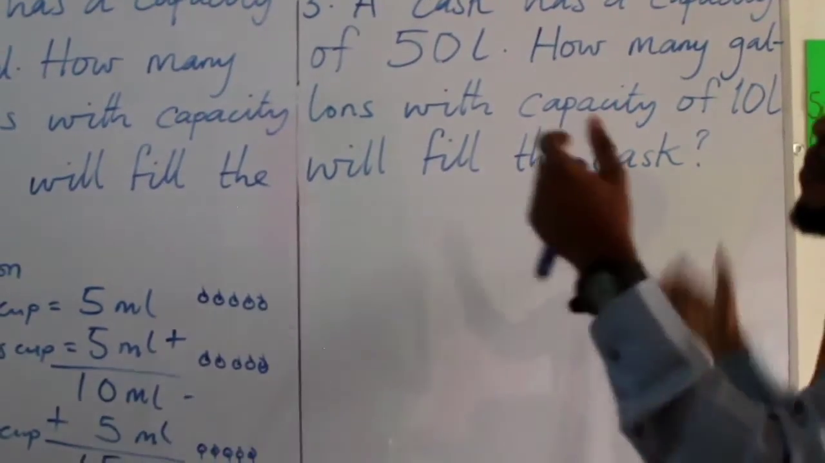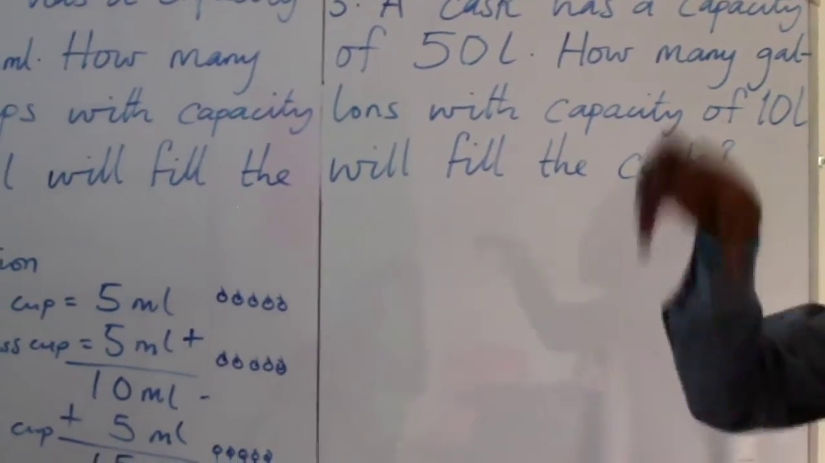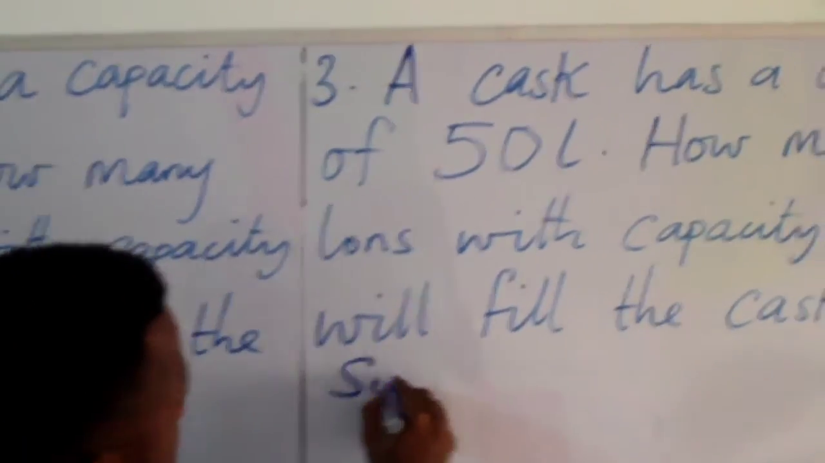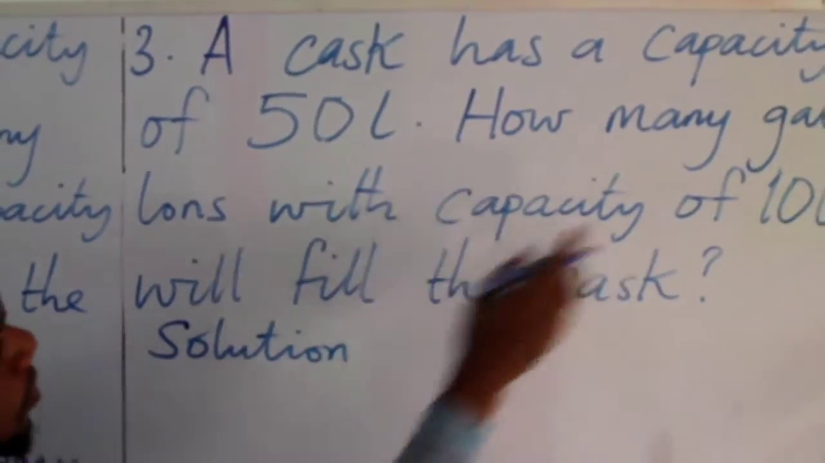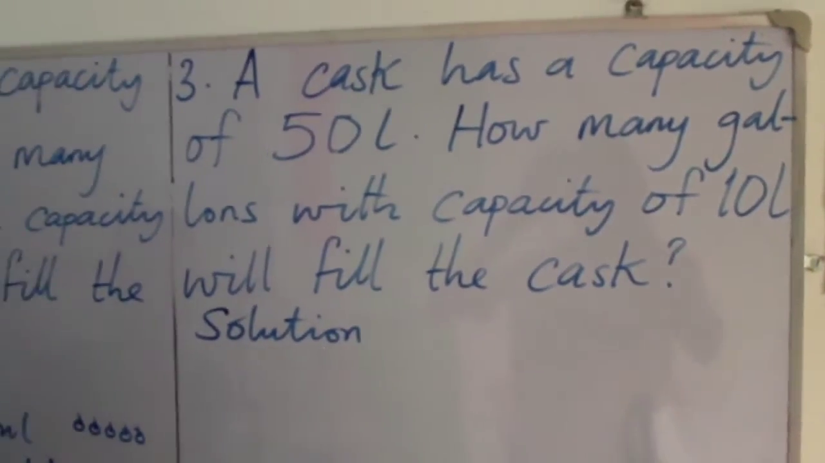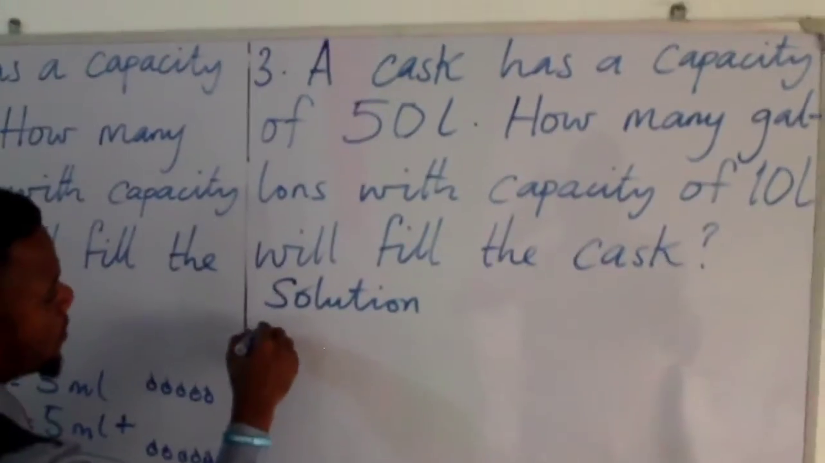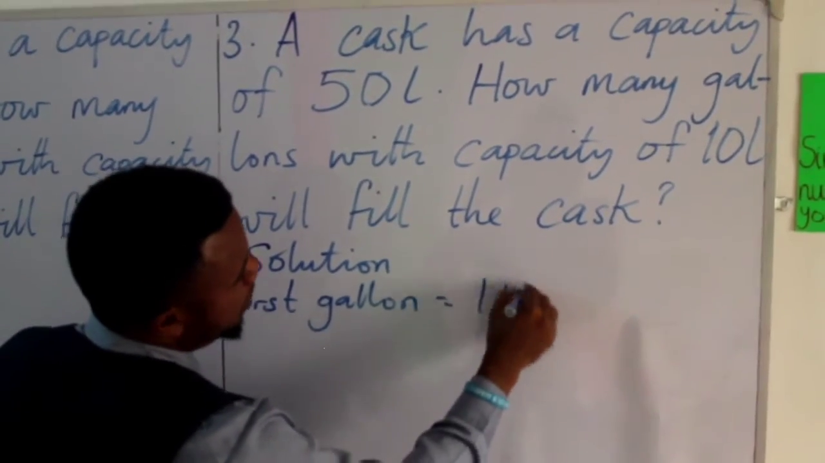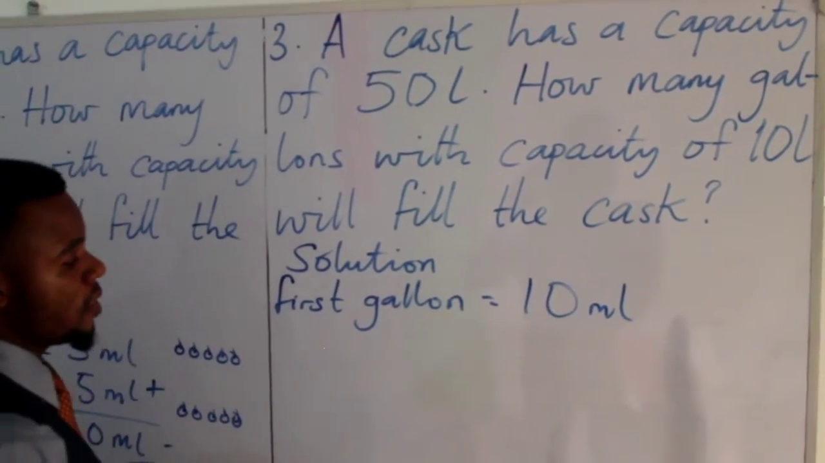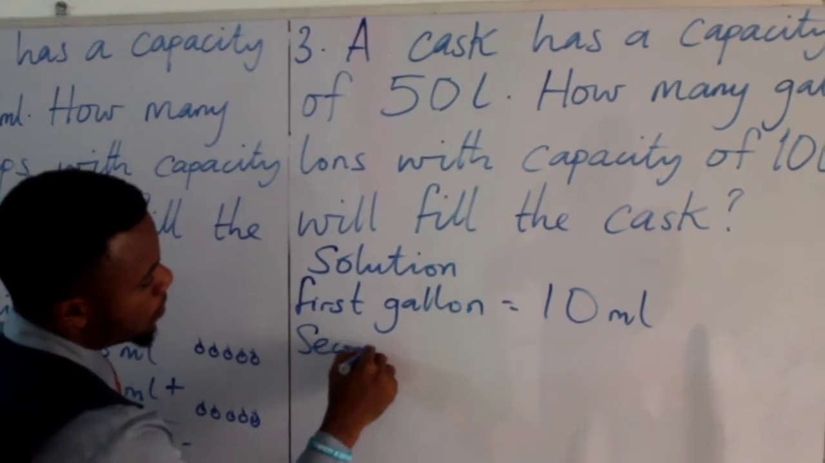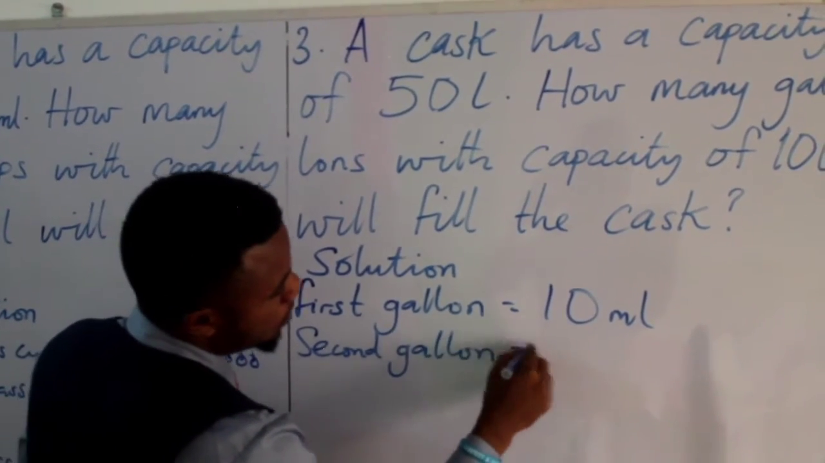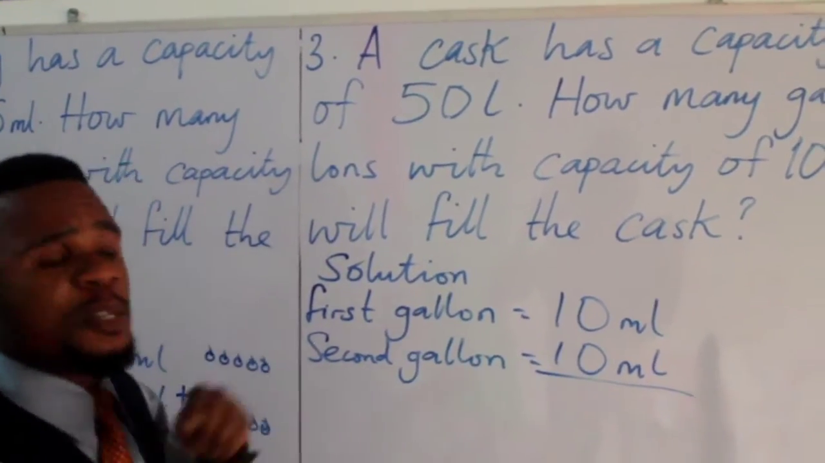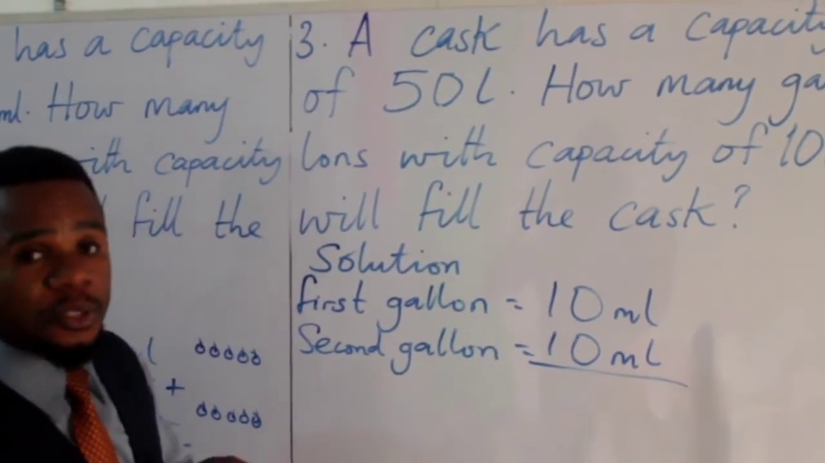So we want to know how many times we'll be pouring water or oil or any form of liquid in this cask. So now let's see this. Remember what we said? You use a smaller capacity. You run through it. So the first gallon, remember we said we are working with the smaller capacity. So second gallon, so let's add this to see if it will give us 50. If it gives us 50, that means we need just 2. But if it is not, we keep adding.